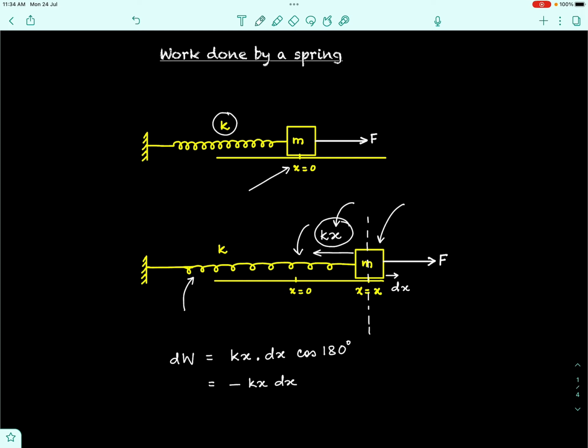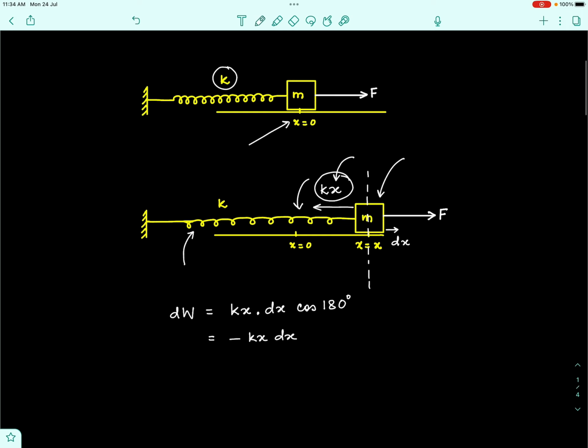And now what we need to do is, we need to integrate this expression to get the total work done. So W, the total work, will be the integral of dW, which will be nothing but negative of the integral of Kx dx. And we can put the limits of integration as well. The block started off from x is equal to 0. And let us say finally the block reaches a position x is equal to x naught, the final displacement of the block, which will also be the final extension of the spring. So now we can integrate this expression.